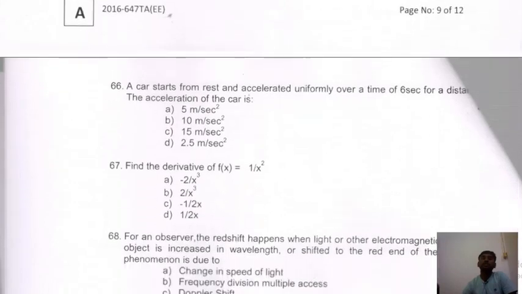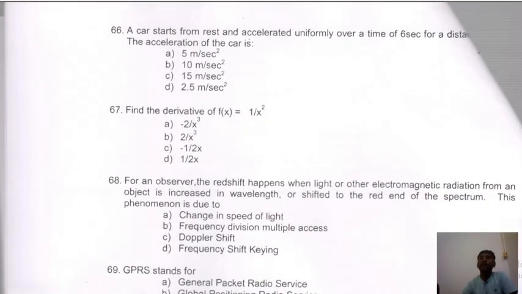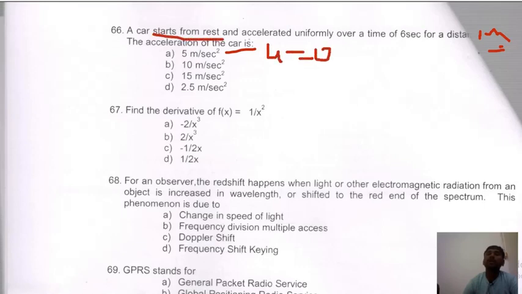Next question is 66. A car starts from rest and accelerates over a time of 6 seconds for a distance. Here something is missing. Here I think this is around 1 meter. So what is the acceleration of the car? As you know, the car starts from rest, then initial velocity u equal to 0, over a time t equal to 6 seconds, and distance is equal to 1 meter.